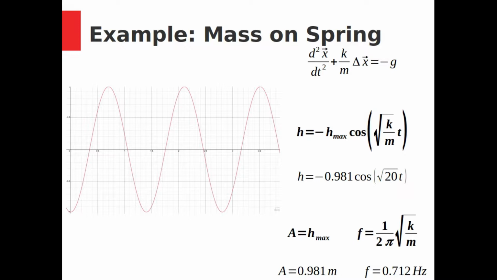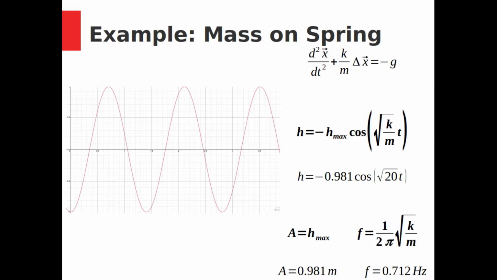The position of the object over time is given by this equation. And when we graph the function, we get a shape that looks like the graph at left. As you're probably aware, a cosine function has two major parameters, its amplitude and its frequency. The amplitude is the distance from equilibrium to the peak height. That's just the original stretch, 0.981 meters.